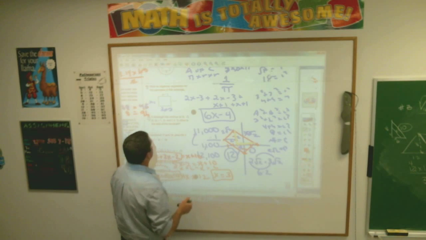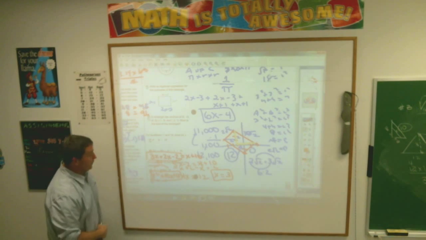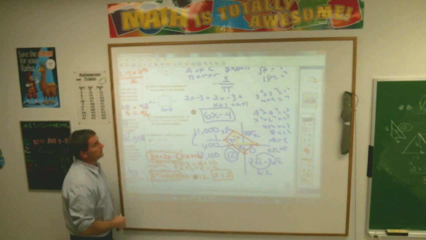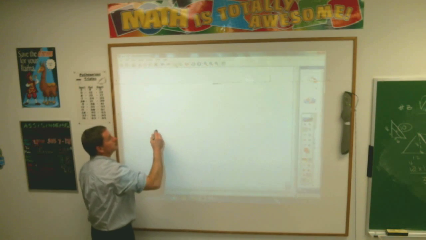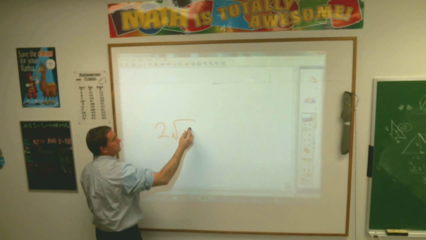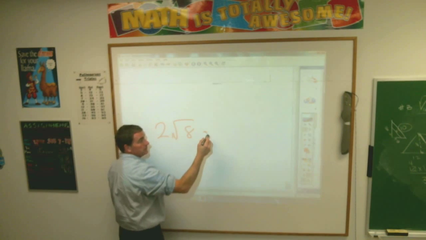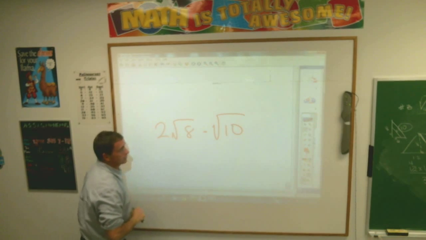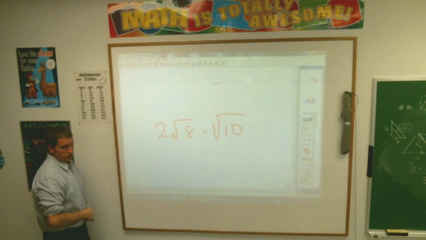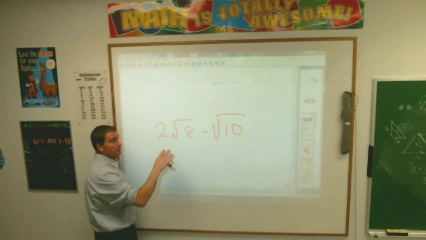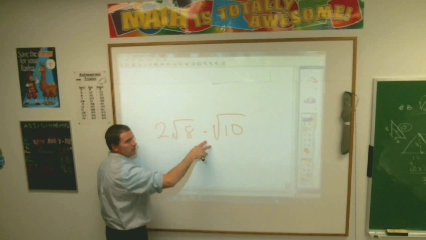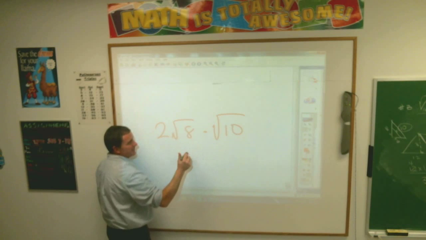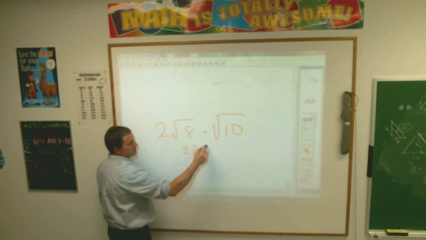What is 20? Wait. It's 2 times the square root of 8 times 10, times the square root of 10? A bunch of different ways you could do this, but you could multiply both of these together right away and then simplify, or you could simplify each one and then multiply. It doesn't really matter. You multiply this together, you're going to get 2 times the square root of 80.